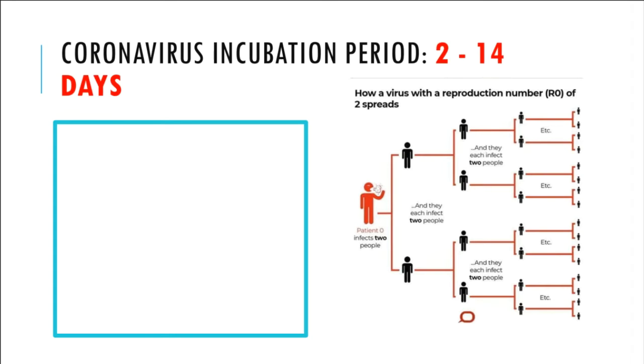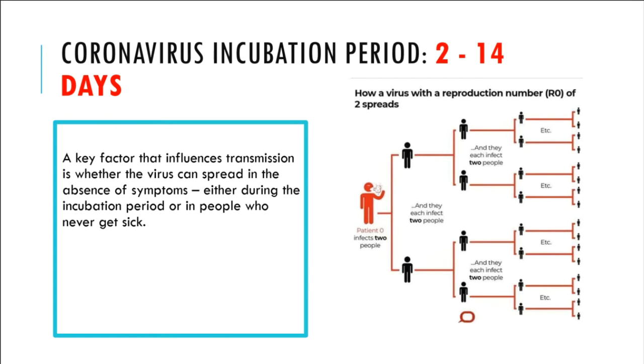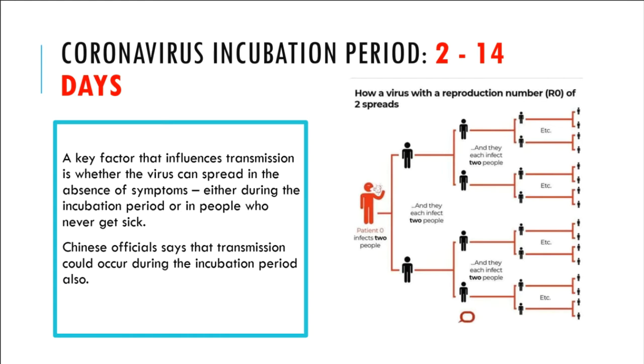Coronavirus incubation period, 2 to 14 days. A key factor that influences transmission is whether the virus can spread in the absence of symptoms, either during the incubation period or in people who never get sick. Chinese officials say that transmission could occur during the incubation period also.